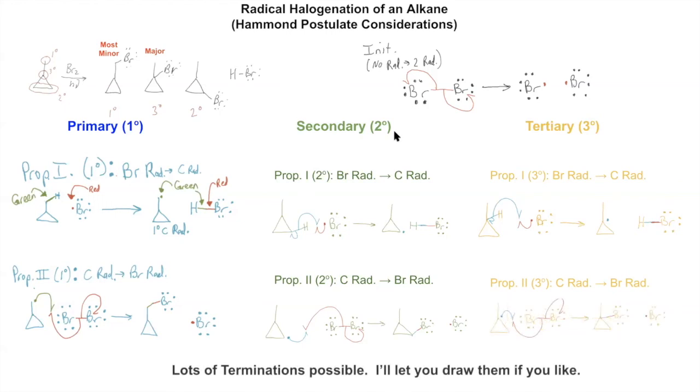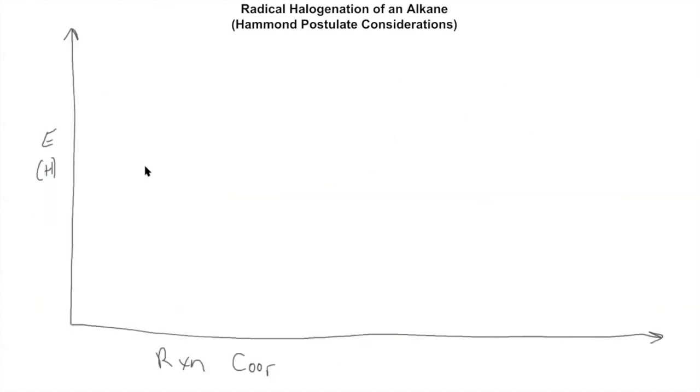Okay, so lots of terminations are possible, but I'll let you draw them because we're just going to focus on these for now for our reaction coordinate diagram. So this is going to be a big one. This reaction coordinate diagram, I'm going to show the initiation, all the propagations, and no terminations though. So here we go. We start off with bromine becoming a bromine radical. Why is that one endothermic? Can anyone tell me why that would be endothermic?